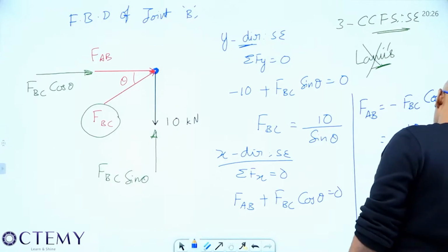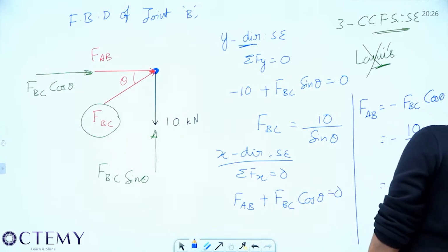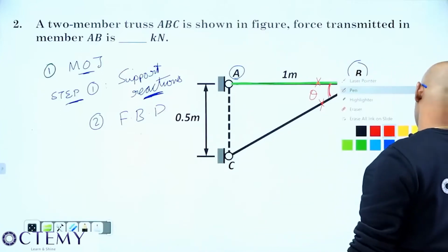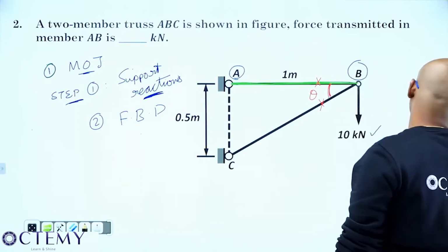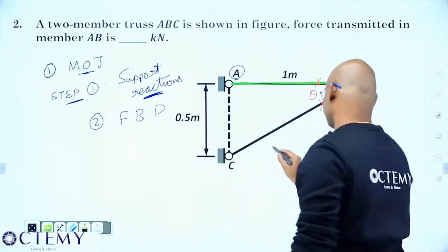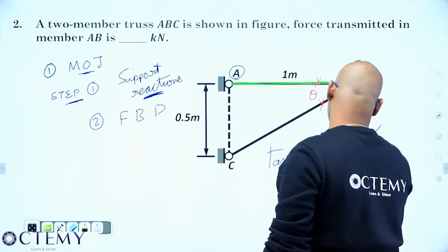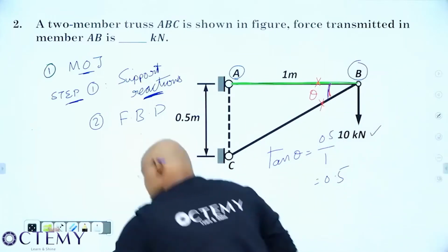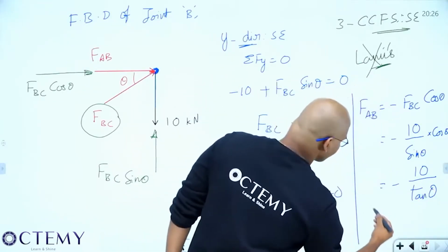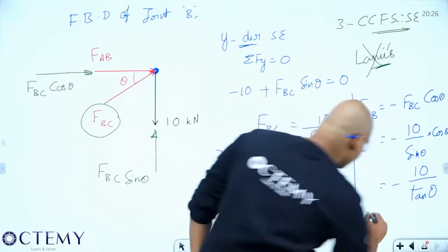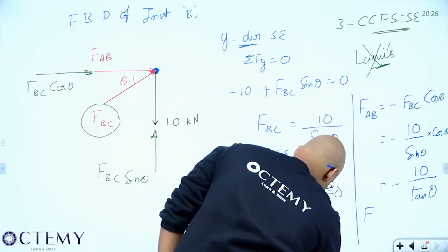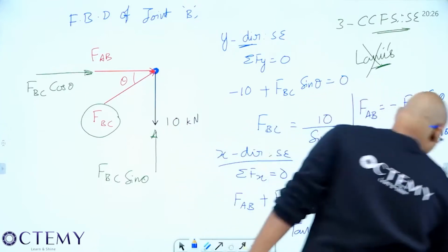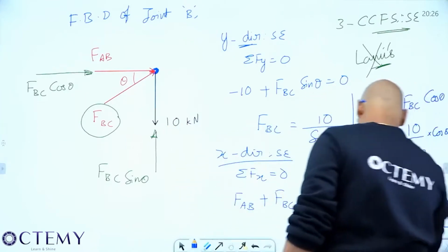If I get that cos down, sin theta by cos theta is tan theta. Minus 10 by tan theta. What is tan theta? This is theta. This is 0.5, this is 1. Tan theta is opposite side, what is opposite side? 0.5, by adjacent side, 1. So tan theta is 0.5. So it is minus 10 by 0.5. What will be minus 10 by 0.5? 0.5 in the sense 1 by 2. If it comes to the top, it will become minus 20 kilonewtons.